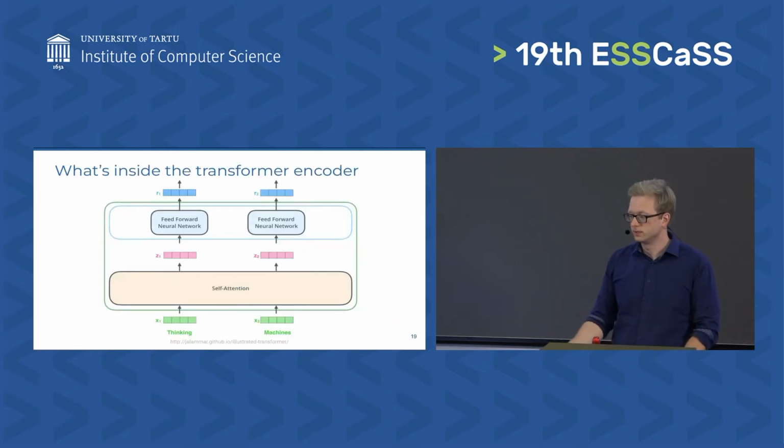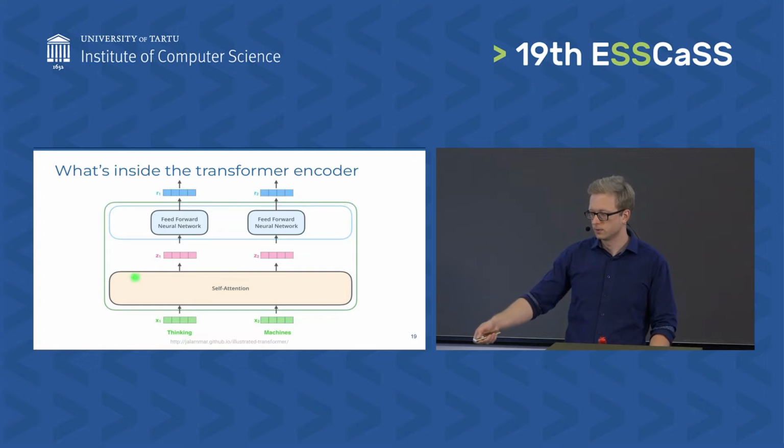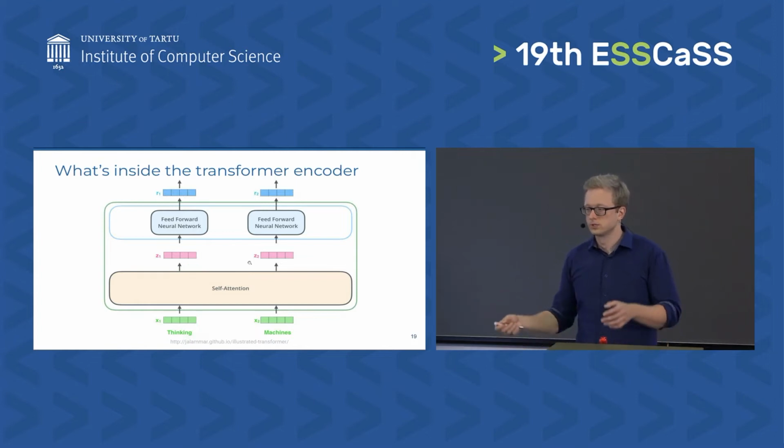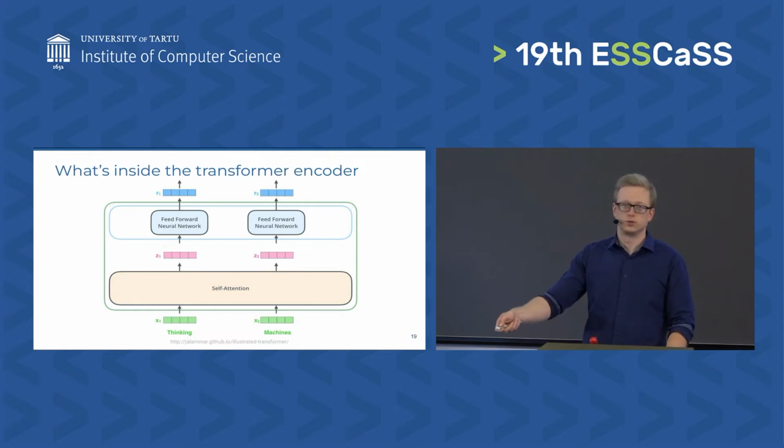But if we zoom in, we see something like this. We have vector representations of words going in, vector representations of the same number of words coming out, and then some operations in between. We have 2 main operations. One is self-attention, and we'll talk about that in a moment. And then the other is a feed-forward neural network, which just transforms the output of self-attention into a new vector space. So this is just a normal neural network layer.